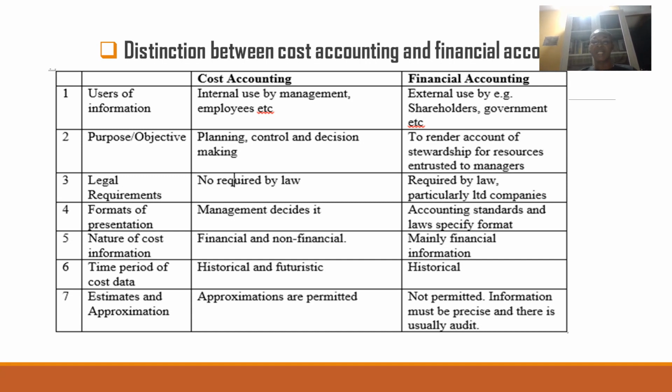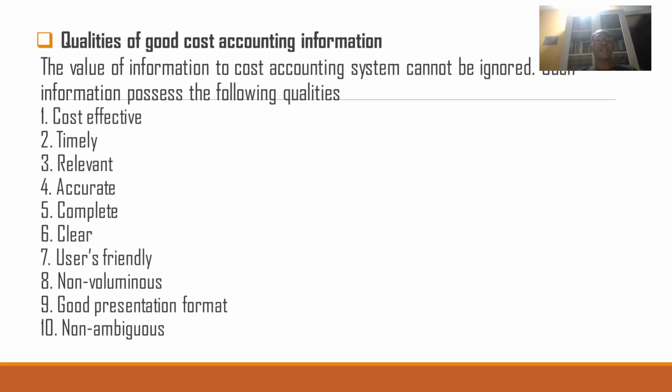Approximation, whether to approximate or not to approximate, and all that. It is not permitted in financial accounting. Information must be precise, and because there is usually an audit, 5 naira makes a lot of difference when it comes to financial accounting. So those are the basic differences.